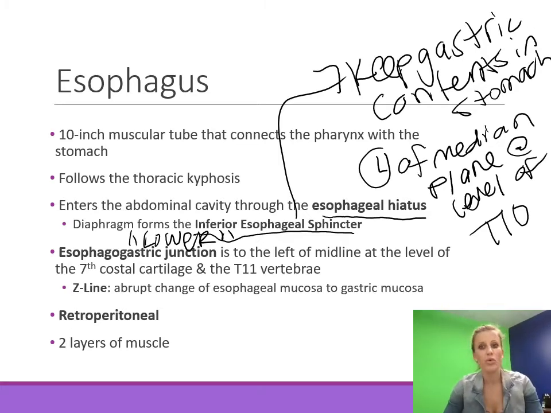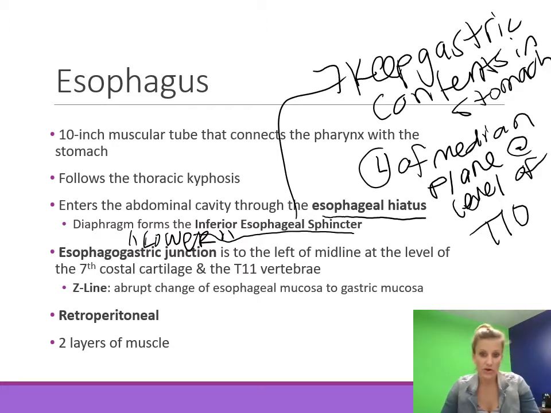And this is really important if you think about the fact that the pH in the stomach is very, very low. Right? The stomach uses hydrochloric acid in order to help activate enzymes and break down and digest food. So this hydrochloric acid is okay in the stomach. The stomach is meant to deal with it, but the esophagus is not meant to deal with it. The esophagus should not have acid in it.